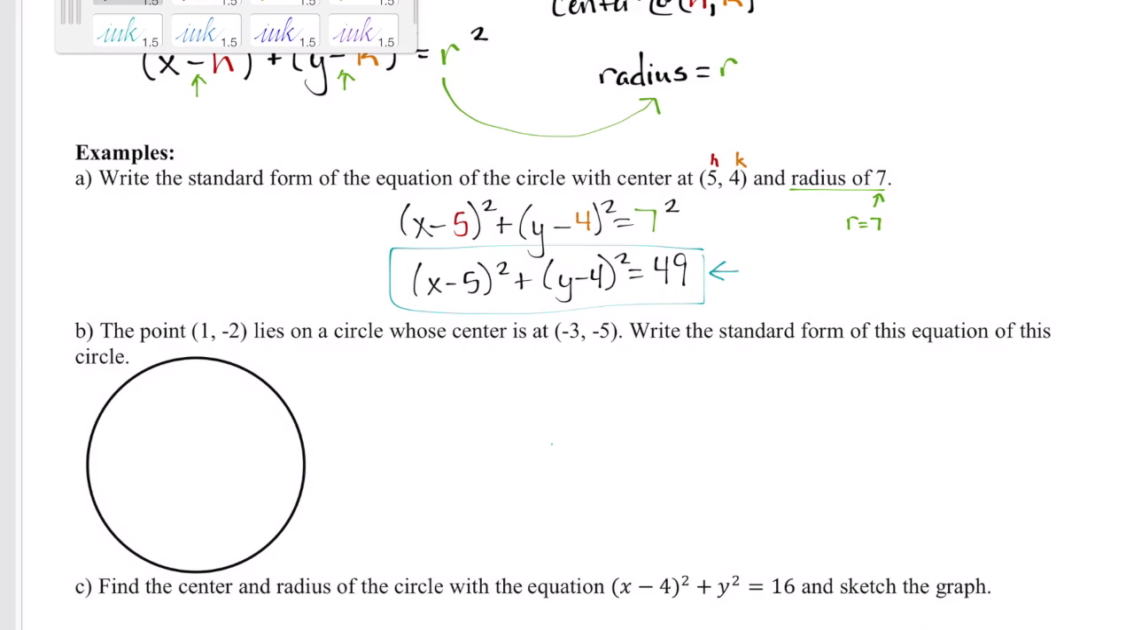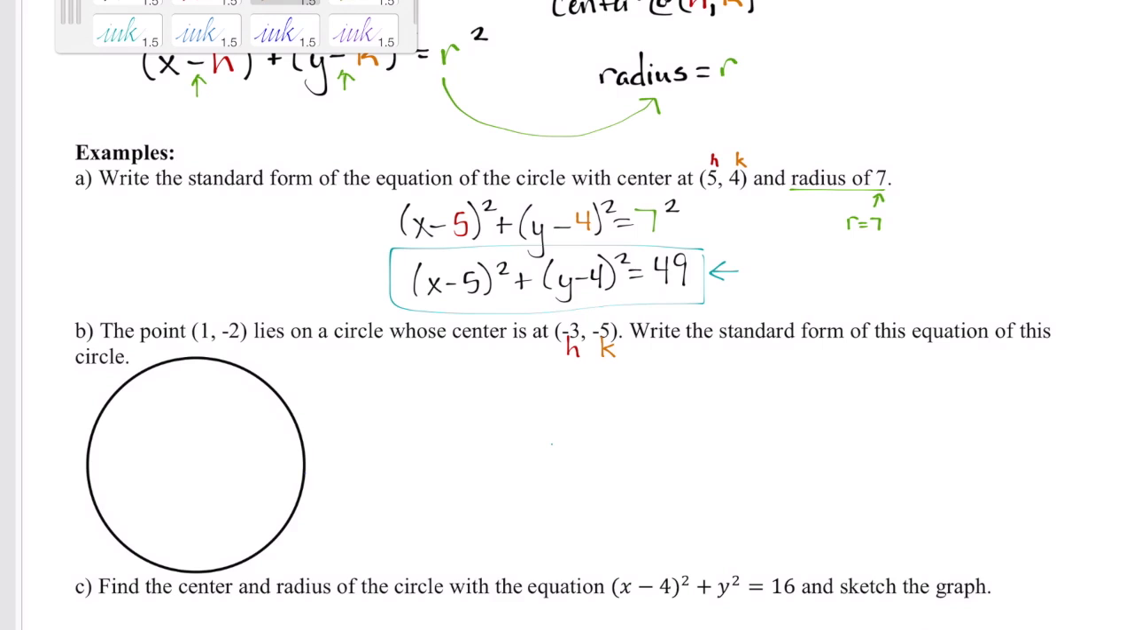Next one, the point 1, -2 lies on a circle. So it's like in the actual, like on the line of the circle. We could say the circumference. It's on the line that goes around the circle, whose center is at -3, -5. So, oh, look, there's my h. There's my k. And they want us to write standard form of the equation of the circle.